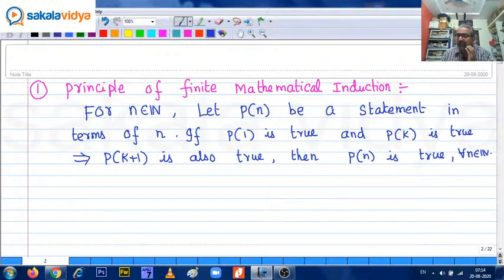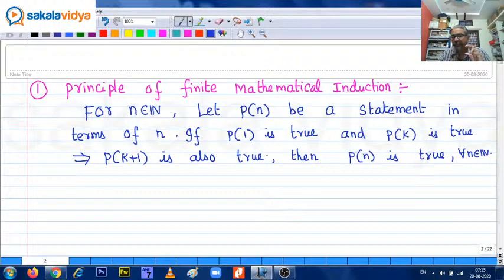So most of the theorems in mathematics, just like railway bogies, when the first is pushed the rest follow. So let P of n be a statement in terms of n. If P of 1 is true and P of k is true, now with the help of these two conditions we need to prove that P of k plus 1 is also true. Then we state that for any value of n belongs to natural numbers, P of n is always true. This is called finite mathematical induction.